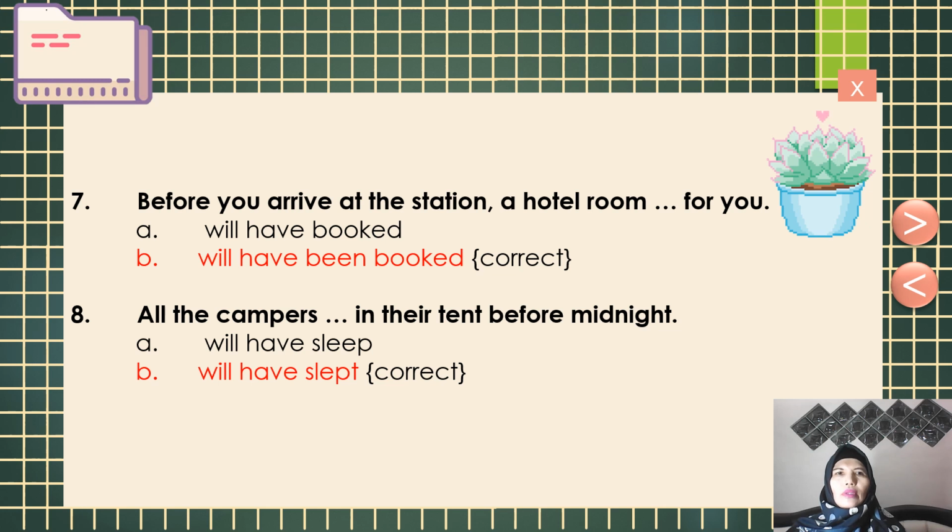Number 8. All the campers blah blah blah in their tent before midnight. The correct answer is all the campers will have slept in their tent before midnight.